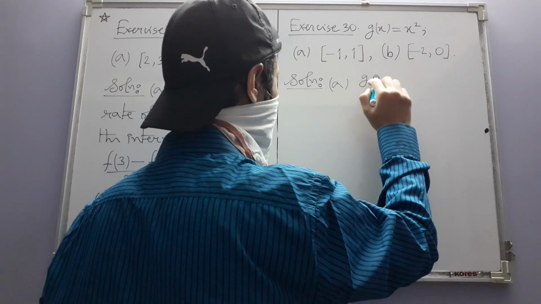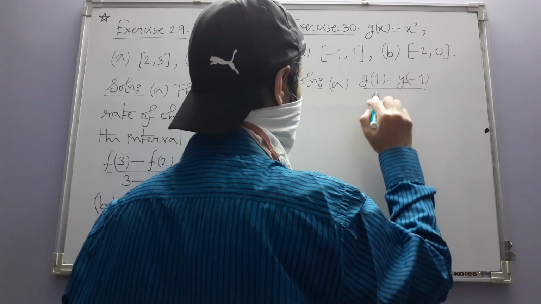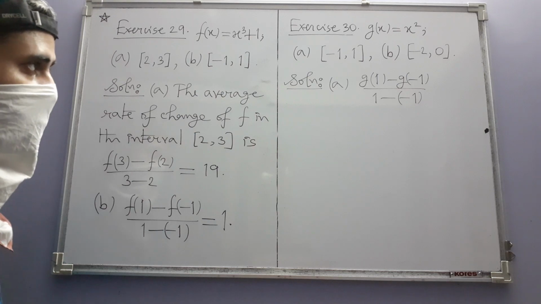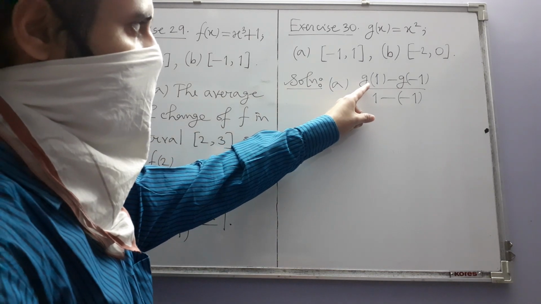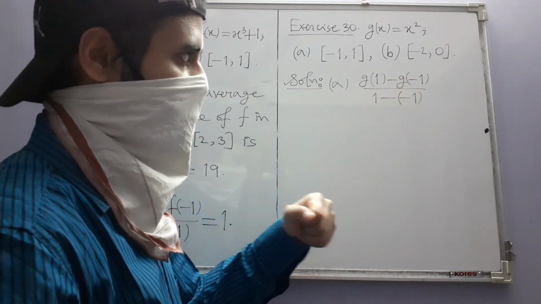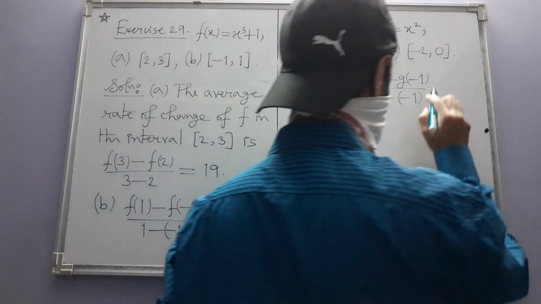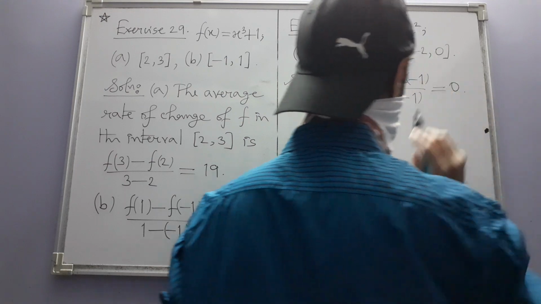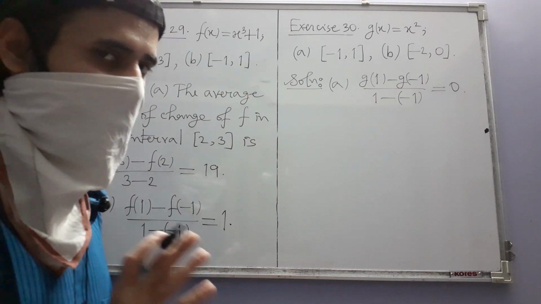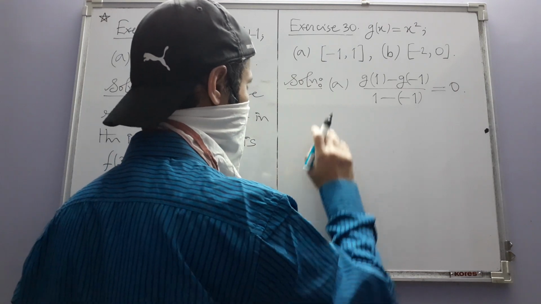So in part A, it's just this quotient. You can see that here you will have the square of 1, which is 1, minus the square of minus 1, which is again 1, so 1 minus 1 is going to give you 0. So there is no average rate of change, in other words, that rate of change is 0. On average, there is no change in this interval.